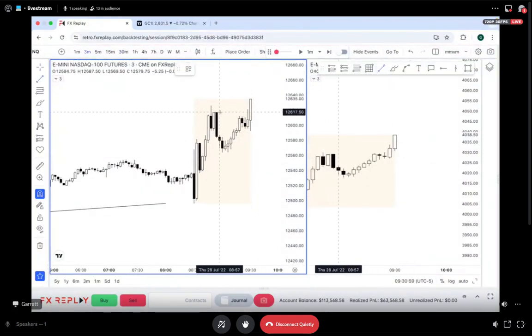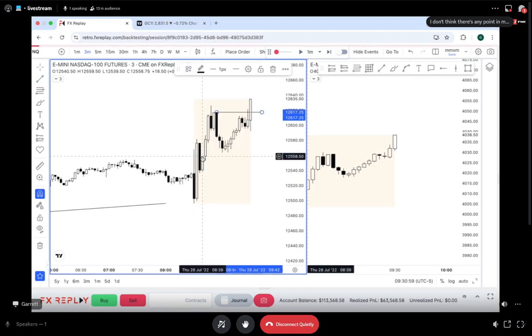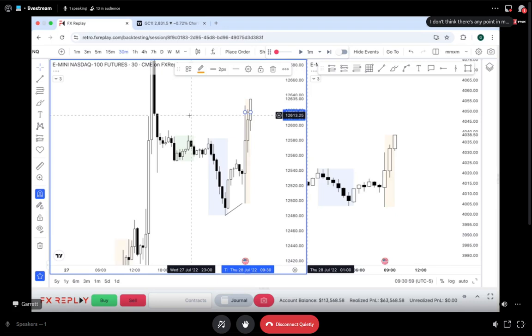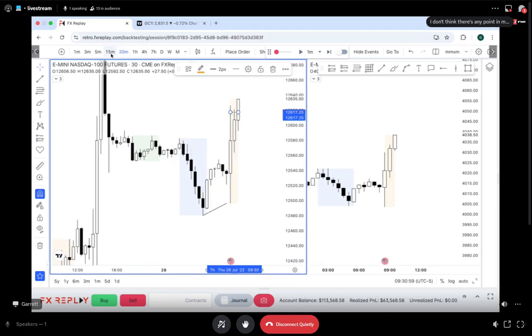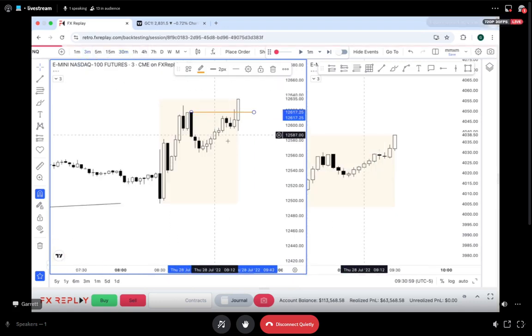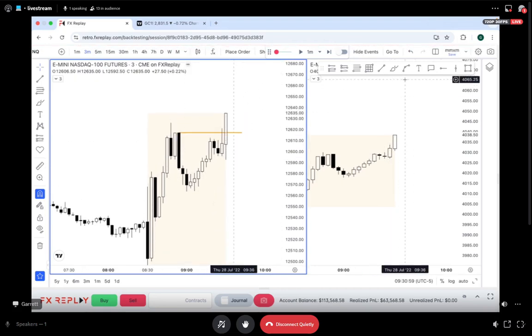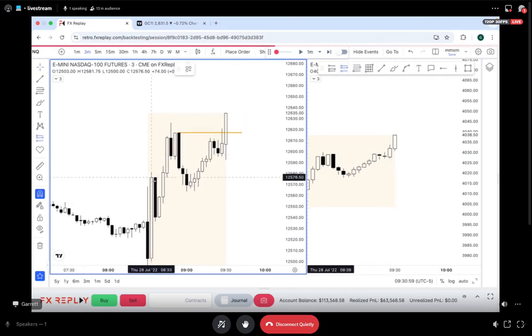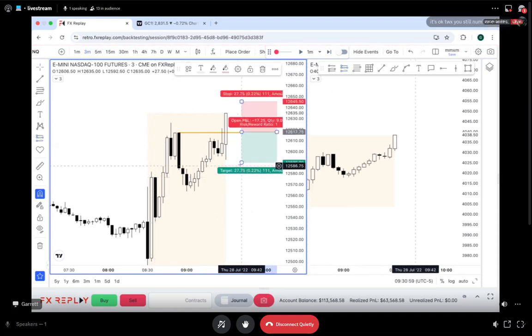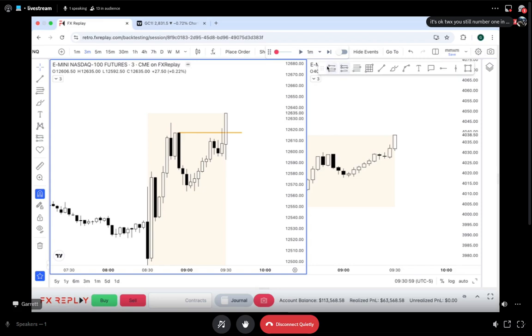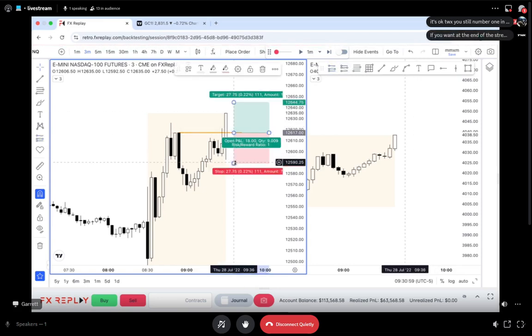Right here is a valid entry. Let's see if we can get this retap right here. Let's look at everything. Does this look clean? Yeah. Okay, so we missed our entry. That's pretty unfortunate. This is a valid, absolutely clean entry right here, dude. So clean. Whoops. I wasn't paying attention to news.